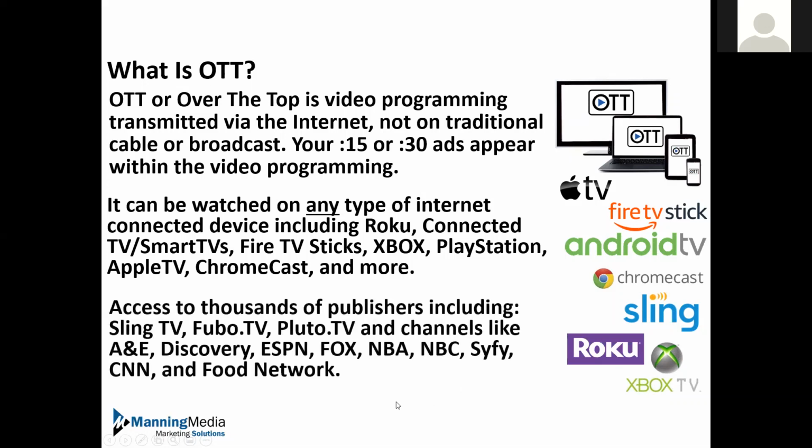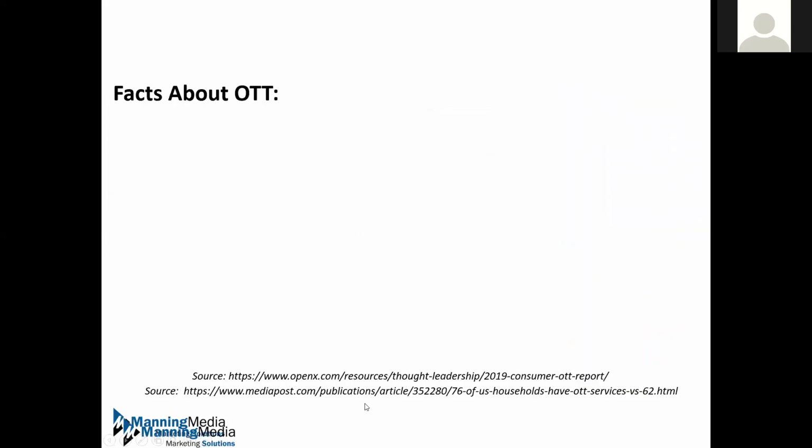You've got access to thousands of publishers, including Sling, Fubo, Pluto TV, and channels including A&E, Discovery, ESPN, Fox, NBC, Sci-Fi, CNN, the Food Network. These are publishers that you would want to put your 15 or 30-second ad. And again, they're going to be targeted to the individuals you want to reach. So it's not just going on the ESPN app or the Fubo TV in hopes of reaching someone. No, it's going to be targeted very, very clearly and directly to the individual you want to reach.